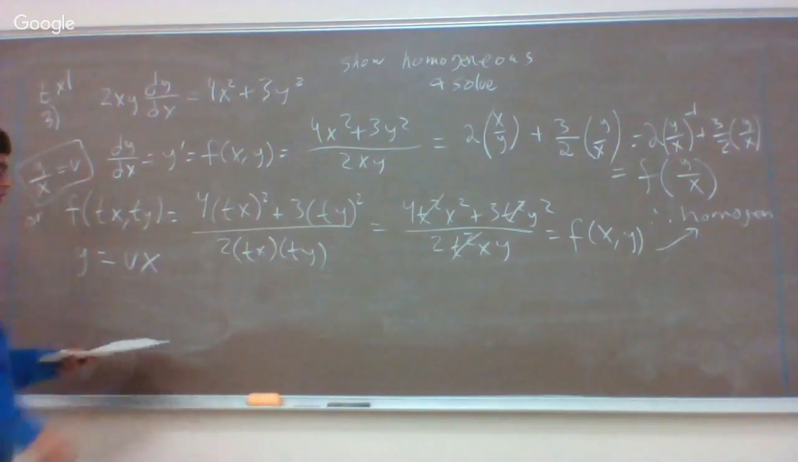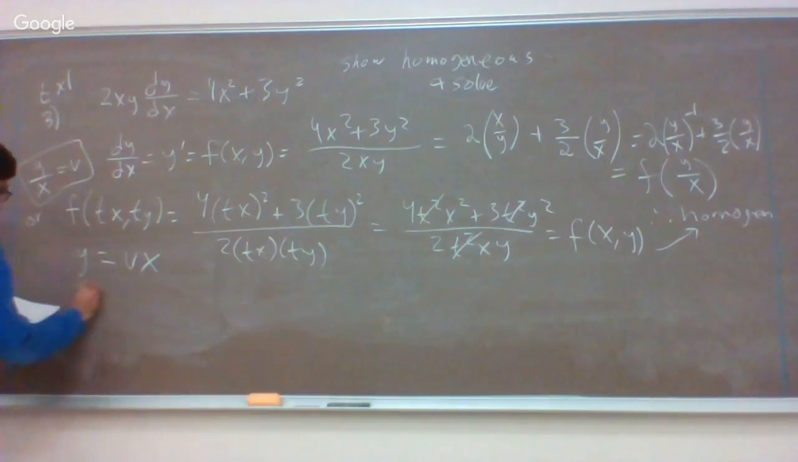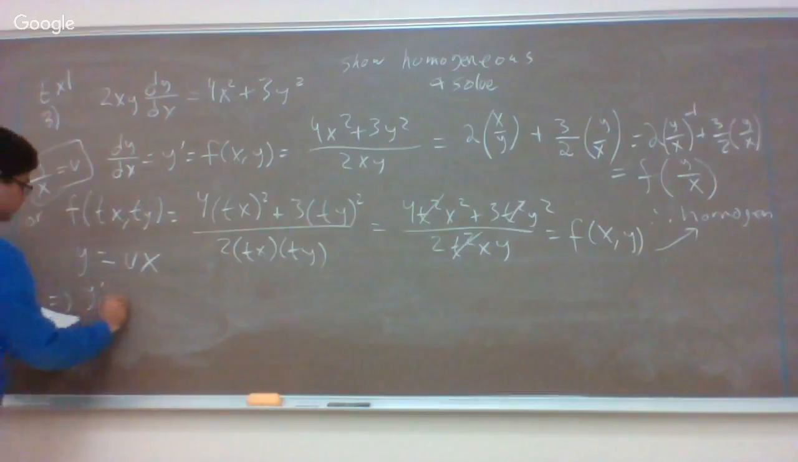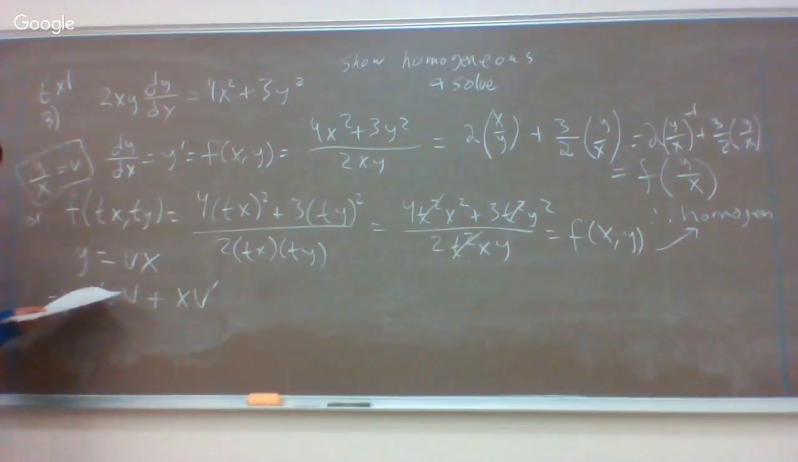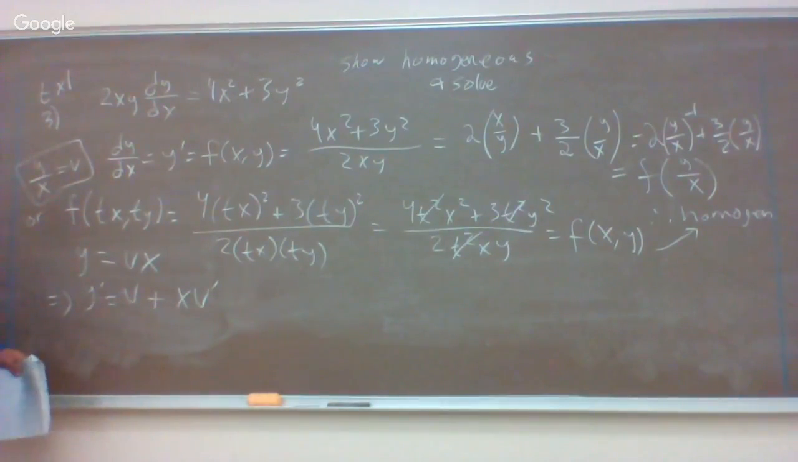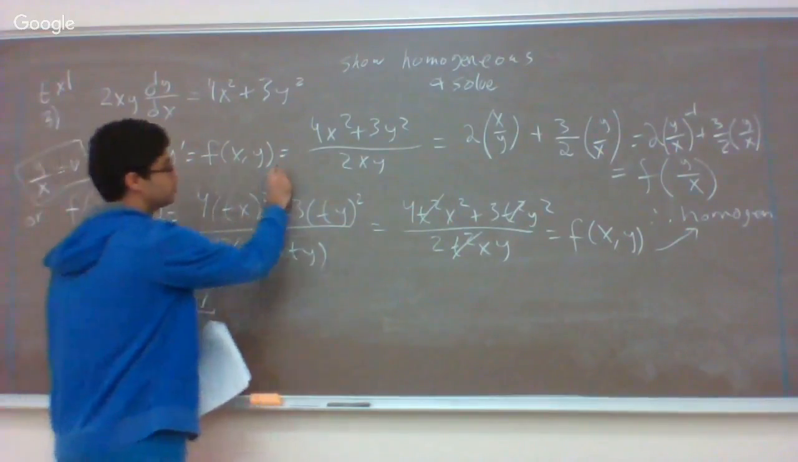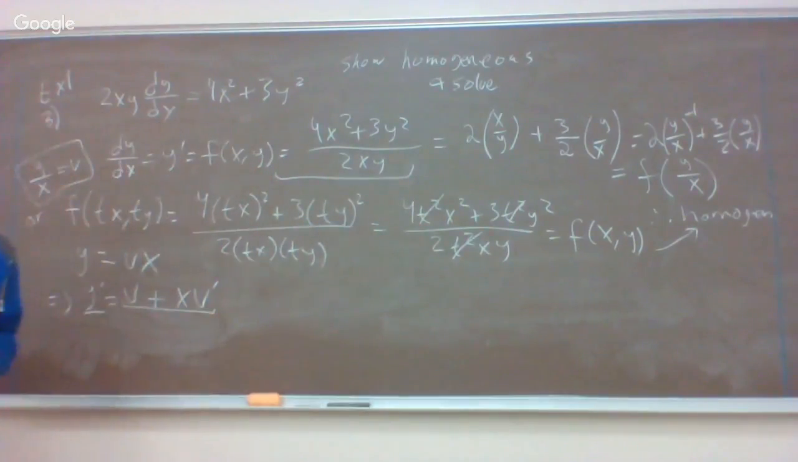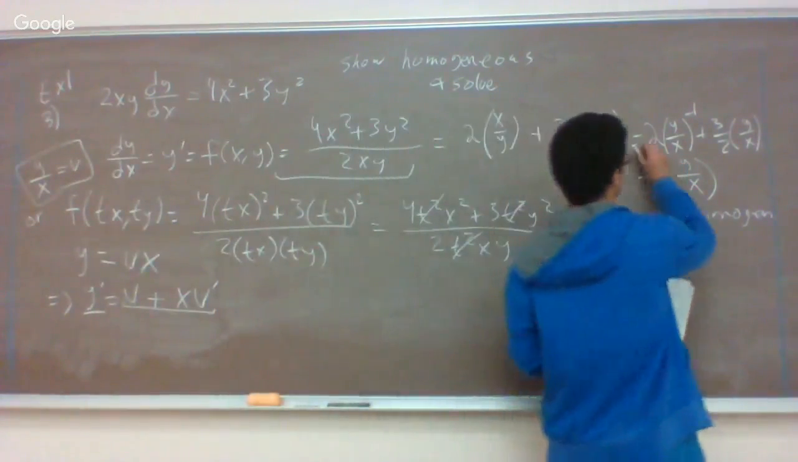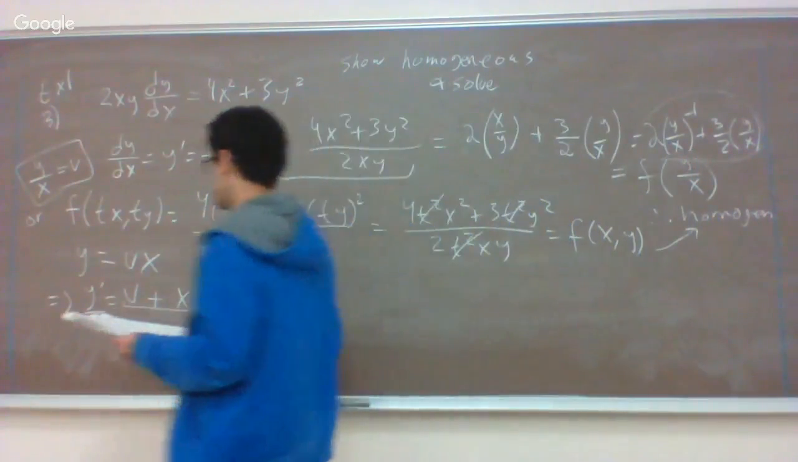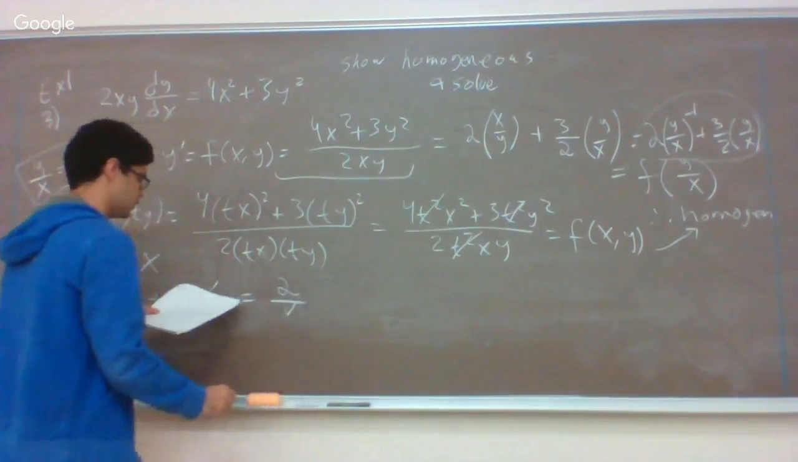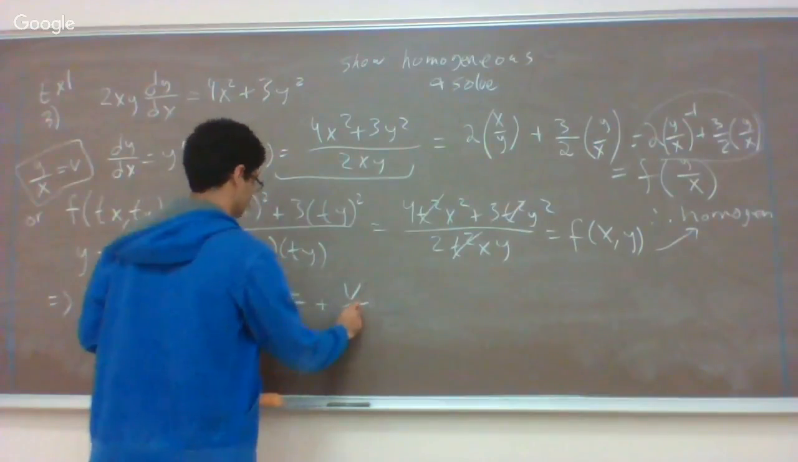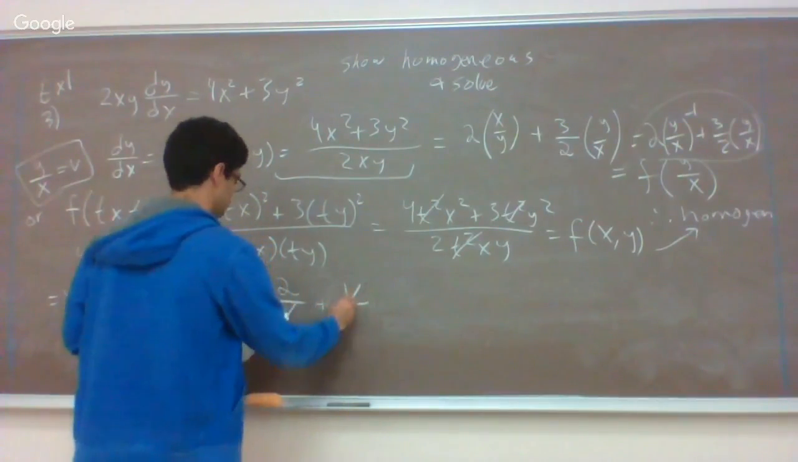Proving homogeneity. So then y prime is equal to v times the derivative of x, which is 1, plus x times v prime. So this quantity is equal to y prime. And we found our y prime earlier, and we know v equals y over x, so it's 2 divided by v plus 3v divided by 2.